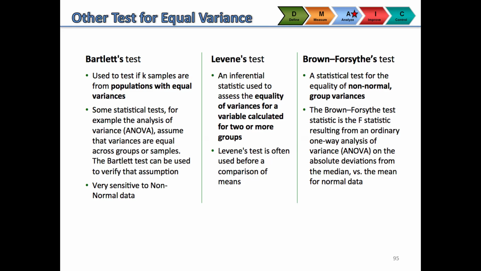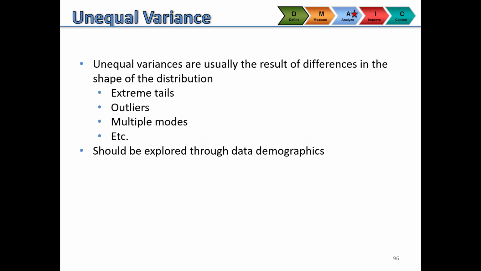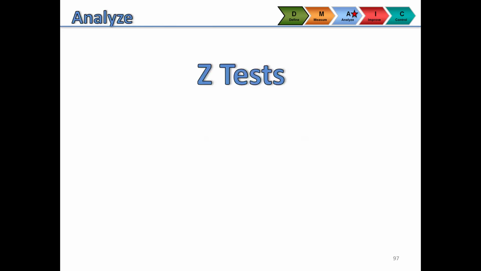Brown-Forsythe, again, is a statistical test for the equality of non-normal group variances. And unequal variances are usually the result of differences in the shape of the distribution. So I'm testing two things, and one of them might have extreme tails, a lot of outliers, because the process just isn't normal. It's just not stable. It might have multiple modes in some cases, and yeah, that's beyond the scope of our class.